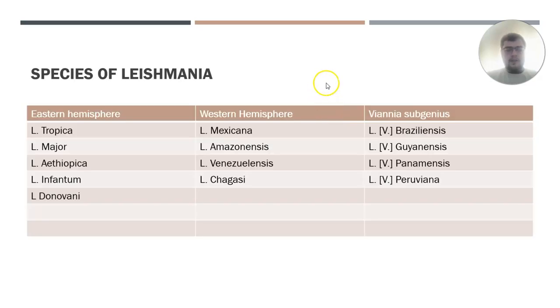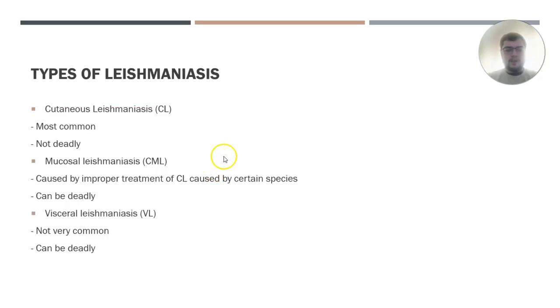And then here are the species of Leishmaniasis. There are different species in the Eastern Hemisphere and the Western Hemisphere that can cause similar symptoms, but usually different species can cause the different types of leishmaniasis.